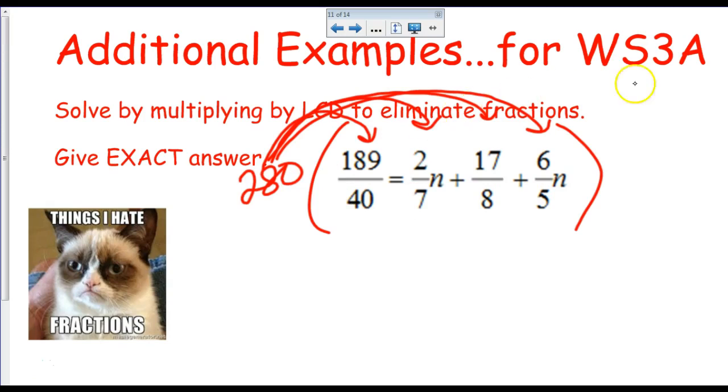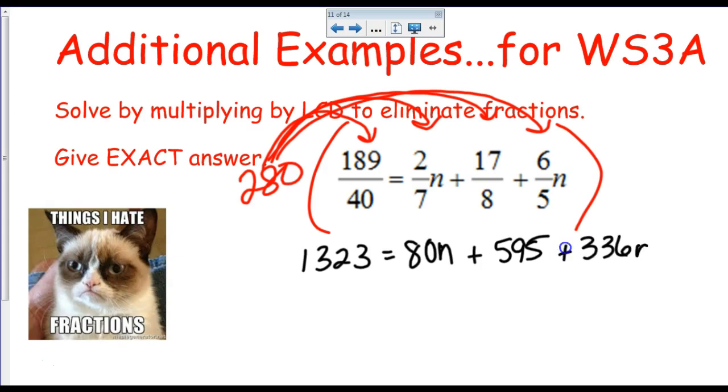So hopefully this is editing properly, and we left off somewhere at this point in this question where we came up with the LCM of 280 for 40, 7, 8, and 5. Yuck. Might not be the least common multiple, but it's the one I'm going with. So 280 times this coefficient here, which you could literally just type on your calculator, is 1323. 280 times 2/7 is 80n. And then 280 times 17 over 8 is 595. And then 280 times 6/5 is 336n.